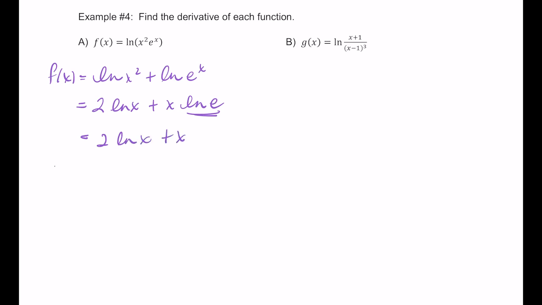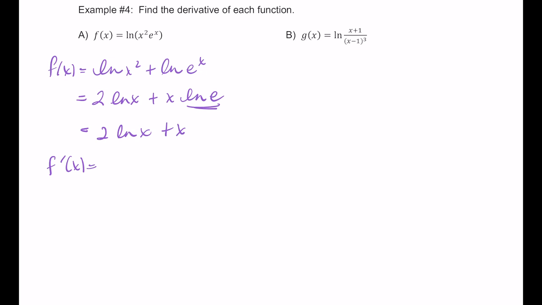And now, if I want to find the derivative of that, 2 times the natural log of x. Well, if you remember the natural log of x, the derivative of it is just 1 over x. And the derivative of x is just 1. So our final answer is just 2 over x plus 1, which, if we rewrite that with a common denominator, it would just be 2 plus x over x, right? I can rewrite this as x divided by x. So it's just 2 plus x over x.